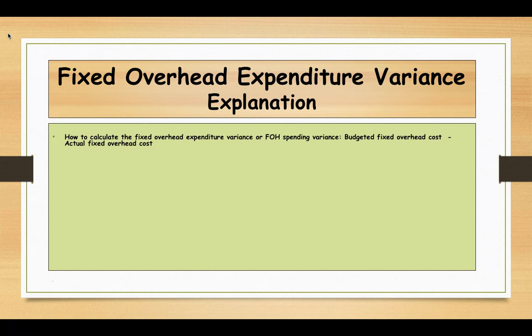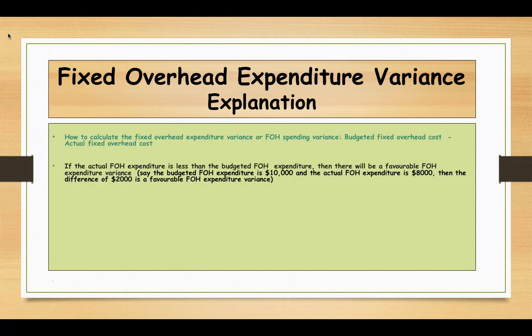So, how to calculate the fixed overhead expenditure variance? You take the budgeted fixed overhead cost, take away the actual fixed overhead cost, and we get the variance. If the actual fixed overhead expenditure is less than the budgeted fixed overhead expenditure, then there will be a favorable fixed overhead expenditure variance. For example, if the budgeted fixed overhead expenditure is $10,000 and the actual fixed overhead expenditure is $8,000, then the difference of $2,000 is a favorable fixed overhead expenditure variance.